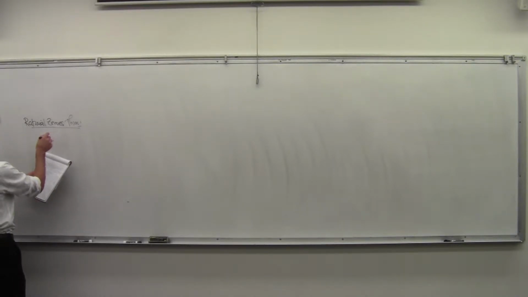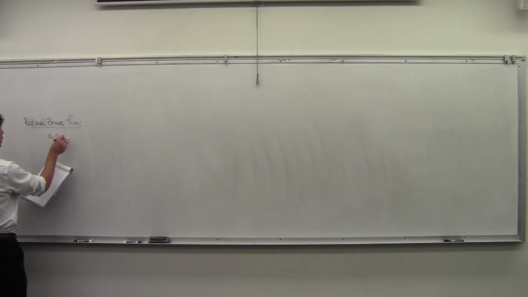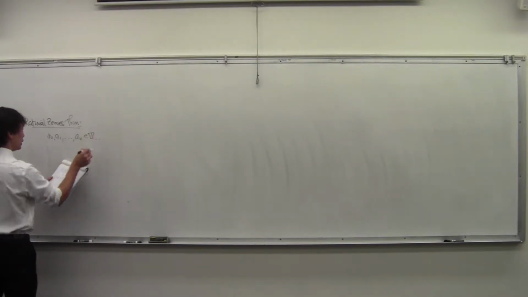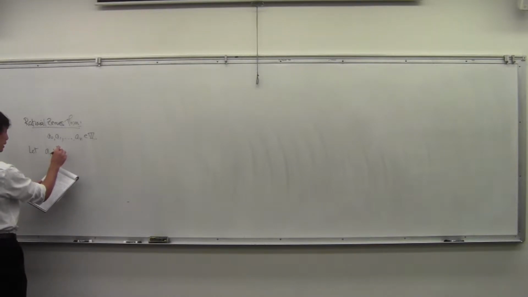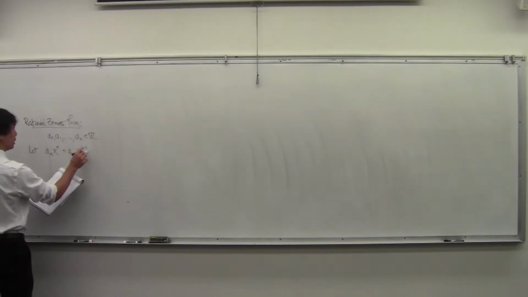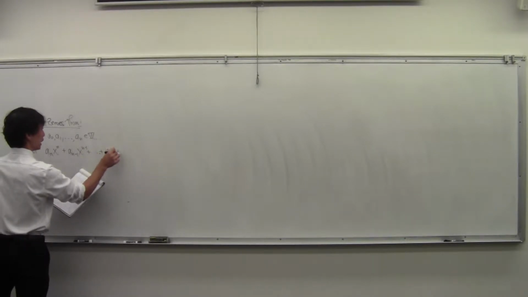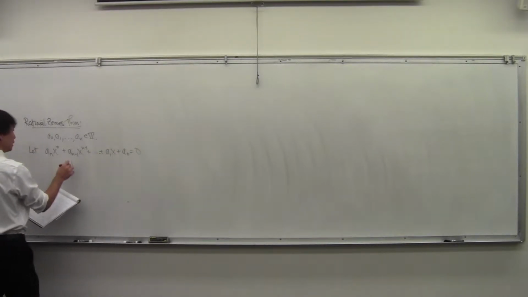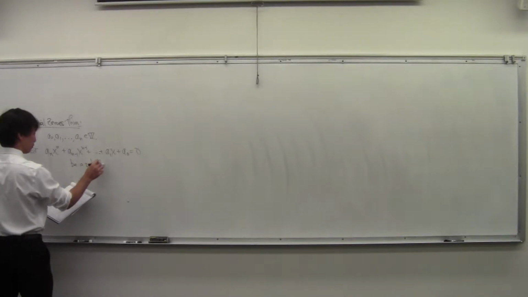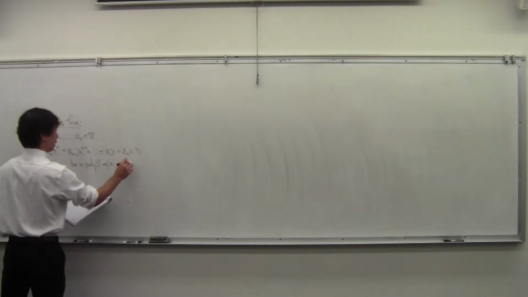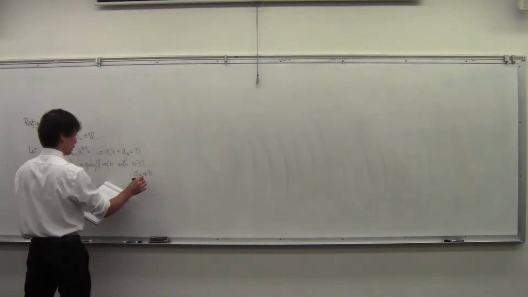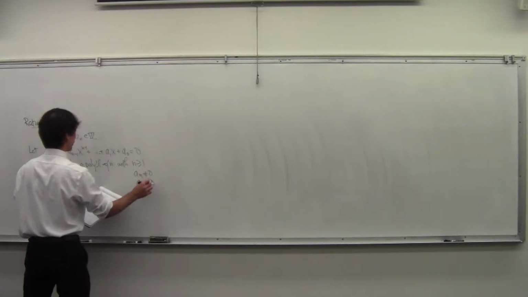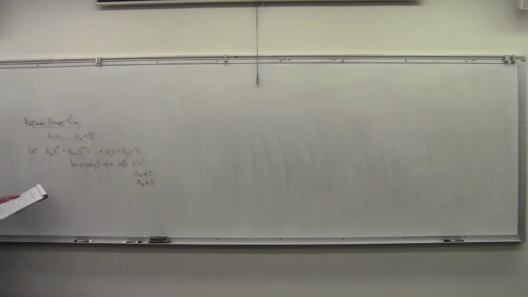So here's the theorem. Suppose that you have a naught, a1, an that are integers, and you have a polynomial equation a sub n x to the n plus a sub n minus 1 x to the n minus 1 plus dot dot dot plus a1x plus a naught equals 0. Let this be a polynomial equation with n, some natural number n, a sub n is non-zero, and a sub 0 is non-zero.